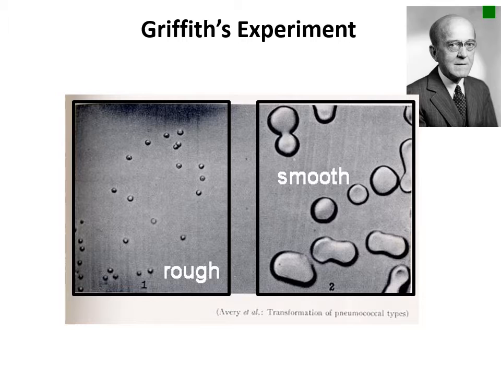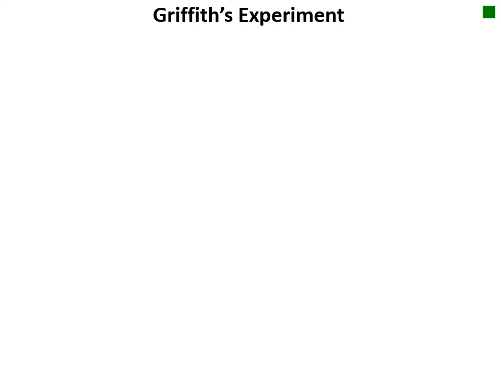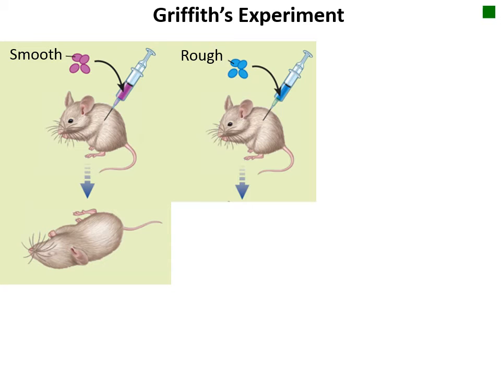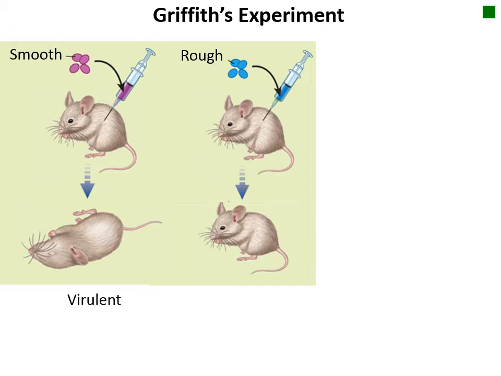Griffith wondered what the difference between these two strains of bacteria were, so he took them and injected them into a mouse. First, Griffith injected the smooth bacteria into the mice. After a few days, the mice contracted pneumonia and died. He then injected the rough bacteria into the mice, but after injection, nothing happened, and the mouse remained healthy. The smooth bacteria are called virulent, meaning that they are able to cause disease, and the rough bacteria are non-virulent. They did not cause disease. Something had changed between the smooth and the rough bacteria that caused the pathogen to no longer cause disease.